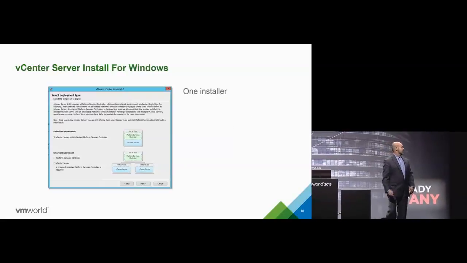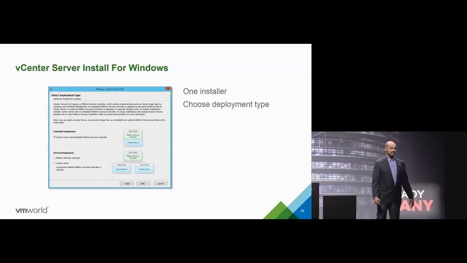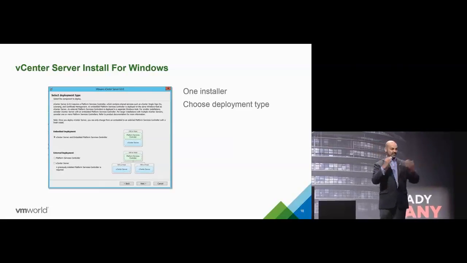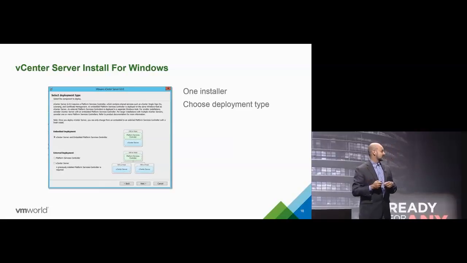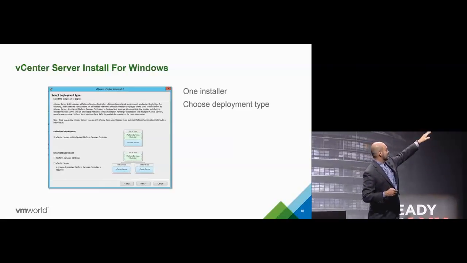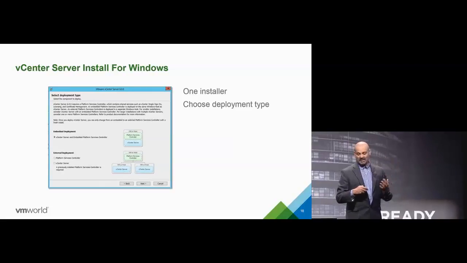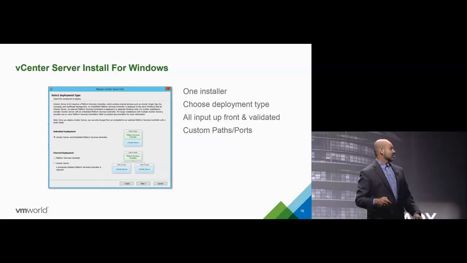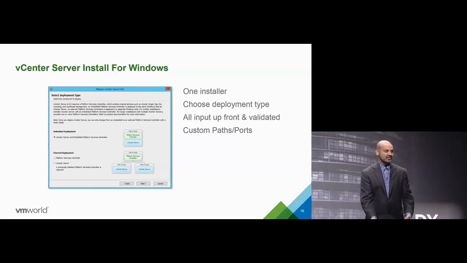So for the installer for Windows, we have one installer. You choose the deployment type. The deployment types are embedded or external. Those are the two options you had in the deployment models that you saw. You choose between one of the two, and depending on which deployment type you choose, the workflow changes a little bit.